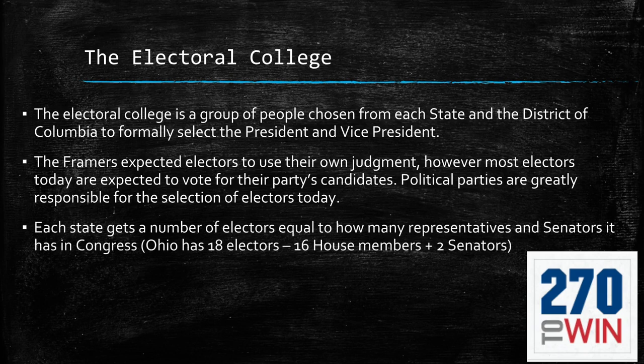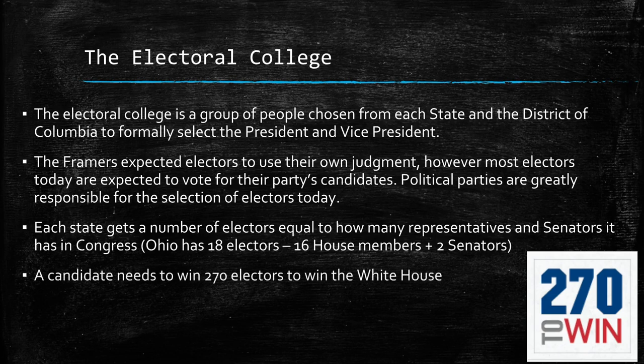Each state gets a number of electors equal to the number of House representatives and senators that it has in Congress. Right now, at least in 2018, as of the making of this video, Ohio has 18 electors, because we have 16 House members and 2 senators. That can change after 2020 if after the census Ohio maybe has fewer or more House members, then they would get fewer or more members in the Electoral College. So bigger states have more power in the Electoral College because they have more people.